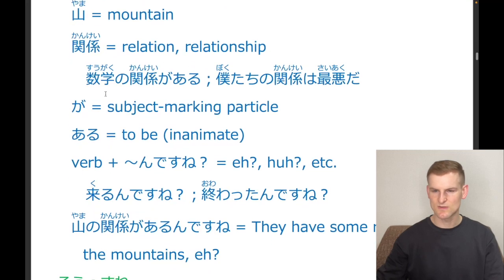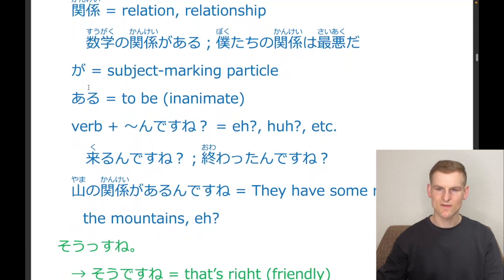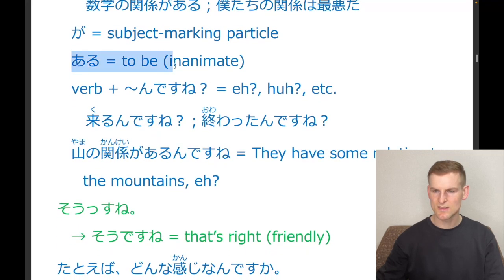Let's look at several examples. So, 数学の関係がある. 数学 is mathematics, の関係がある. It has a relation to mathematics. It's related to mathematics. 僕たちの関係は最悪だ. 僕たち, our, の関係, relationship, は最悪だ, is horrible. Our relationship is horrible. Okay, then we have が which is the subject marking particle. And then we have ある which is to be, and it's usually used for inanimate objects, although there are some exceptions.